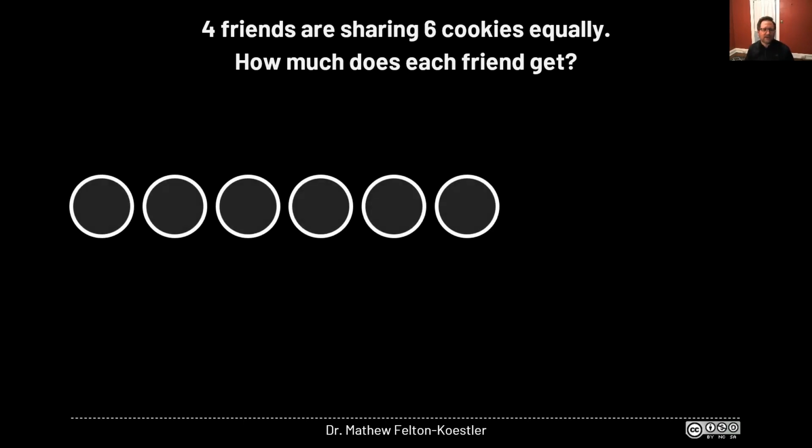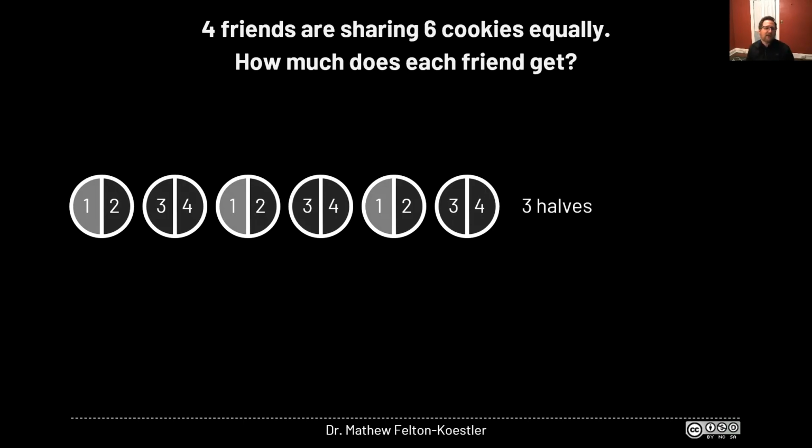I want to highlight a second strategy, which is that we might cut the cookies up in half right away, either because we anticipate that these numbers 4 and 6 are not going to work out together, and so we figure out that cutting in half will work, or because a common strategy for kids is to cut things in half. Half is a nice fraction, and we might just do that from the beginning and see what happens. And then we can deal them out 1, 2, 3, 4, 1, 2, 3, 4, 1, 2, 3, 4. And this highlights that each friend gets 3 of these pieces. So a name for that is 3 halves, or symbolically we can write it as 3/2.